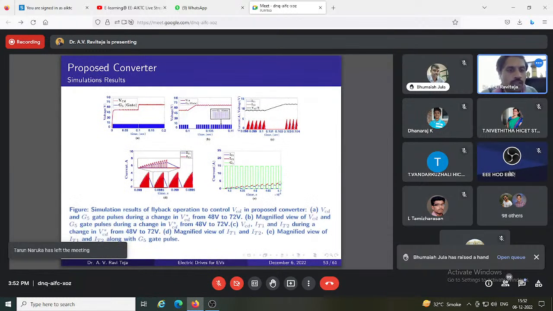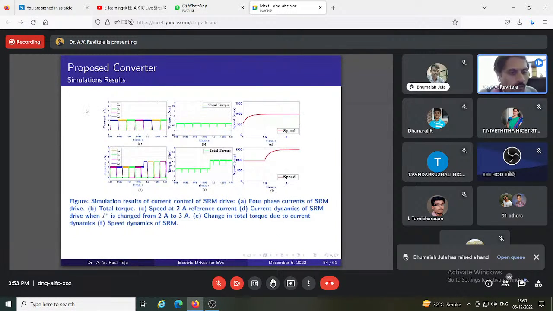Okay. These are the simulation results, where if I maintain VCD at some value, it is able to track the VCD reference. It is here 48 volt, and then I change my VCD reference to 72 volt. So this is the dynamics of VCD change. Linearly, I can change the capacitor voltage to any reference as I desire, and these are the currents flowing in the flyback transformer, IT1, IT2, and this is the gate pulse G5, where I am trying to dump the energy back to the source.